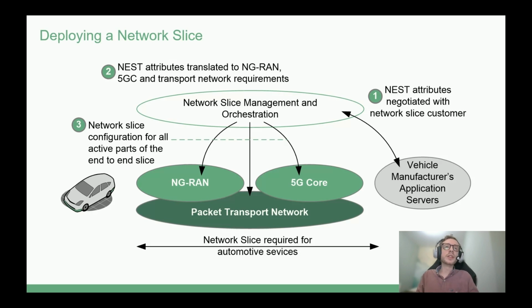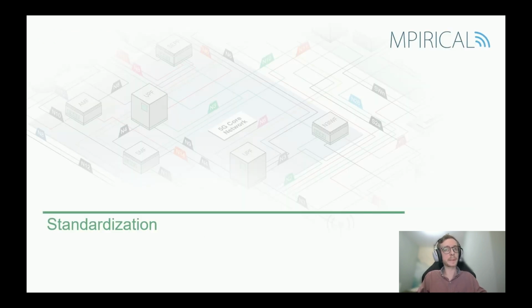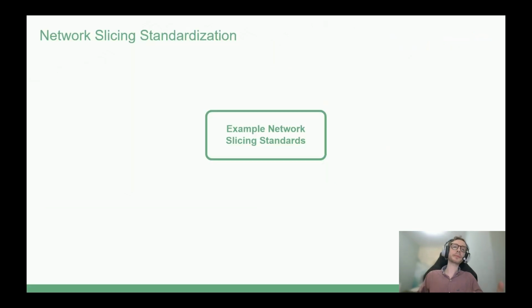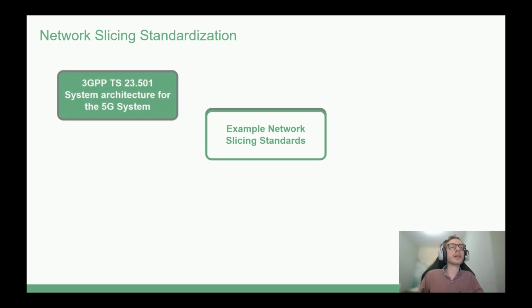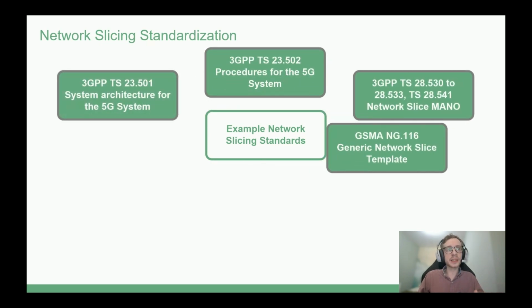So it's important to note here that the 3GPP don't actually necessarily specify the attributes which can be utilized within this network slice template. They just specify that a network slice template is required to be created in order to generate a network slice. And this is where different standards actually come into play. So on the screen, we're going to have a range of different network slice standards that exist.